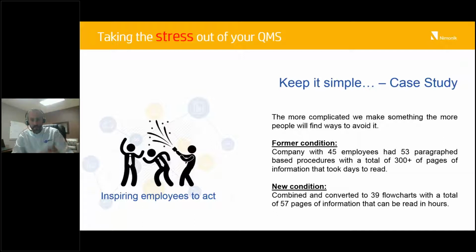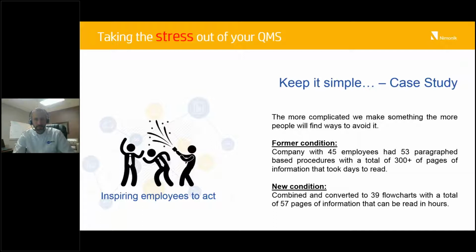This particular case study worked with a company with 45 employees. They had 53 procedures, more procedures than employees, and the procedures were paragraph based. They had the structure of scope and all these different documents that reference different documents that reference different documents. By the time it got to the point where it was going to tell me what I needed to do, I was on page 5. They had 53 paragraph-based procedures with a total of 300 plus pages of information. If I had read every procedure, it would have taken me a couple of days.